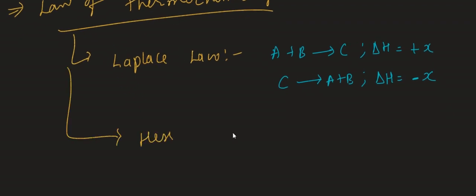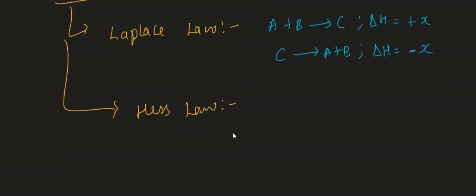Coming to the next one. The second law is nothing but Hess law. What does Hess law say? If the reaction takes place in a single step or several steps, the overall enthalpy will be equal to each other. For example, if I write A to B, next B to C, C to D, D to A.